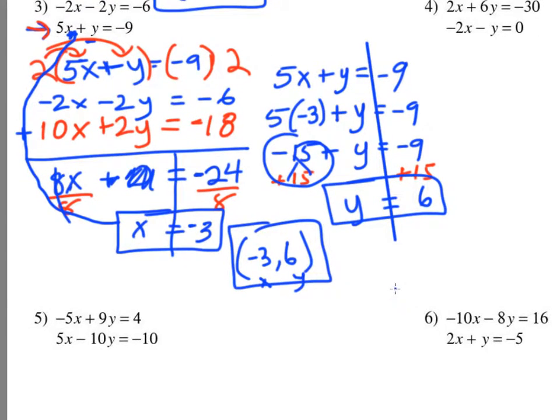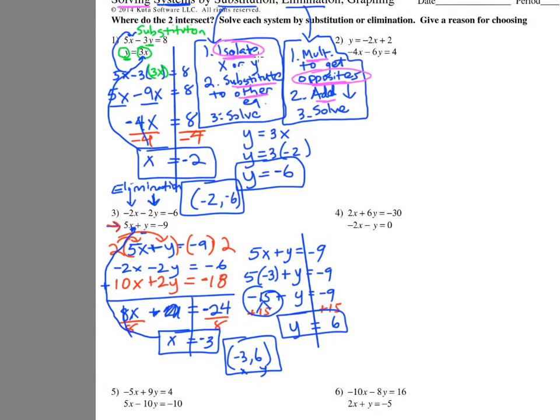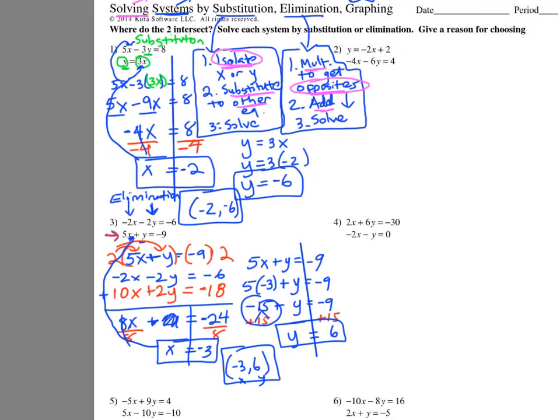All right, and finally, number 5. So remember, we have a choice, guys. We can do substitution. Substitution means we isolate x or y, then substitute into the other equation and solve. Or we can do elimination. Elimination means we're going to multiply to get opposites, add straight down, and solve.